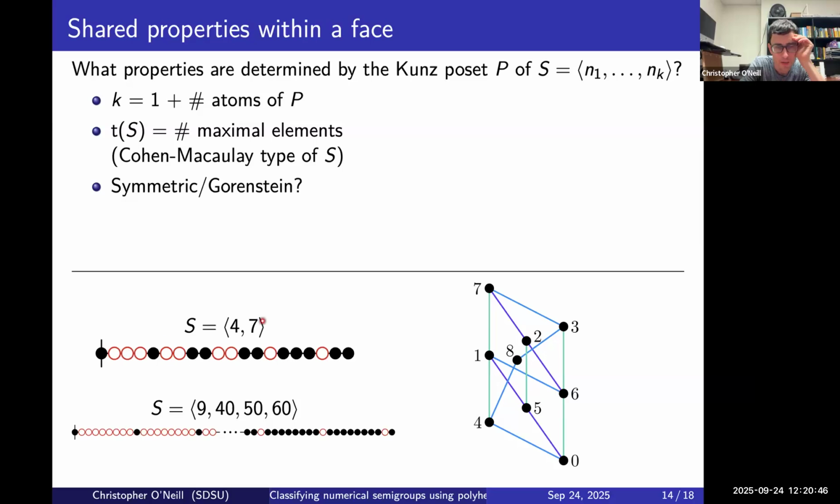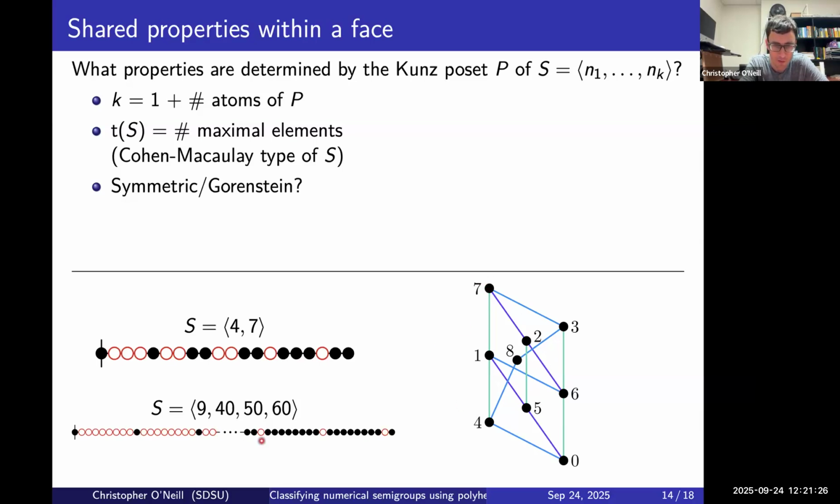It turns out this shows up in the poset as exactly when the Kunz poset is self-dual. So for the algebraically inclined in the audience, Gorenstein is equivalent to having Cohen-Macaulay type 1, which means you have a unique maximal element. So in some sense, this is the only case where you'd have a hope of your poset being self-dual, because you have a unique minimal element, you better have a unique maximal element. And it turns out, in this case, you do actually get a self-dual poset.